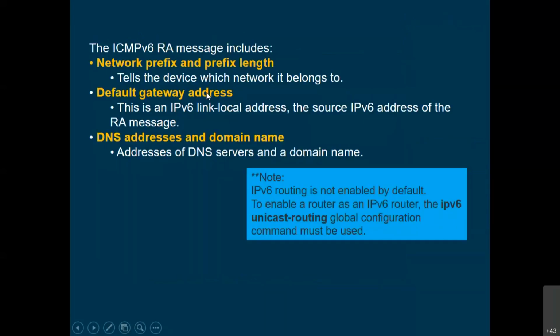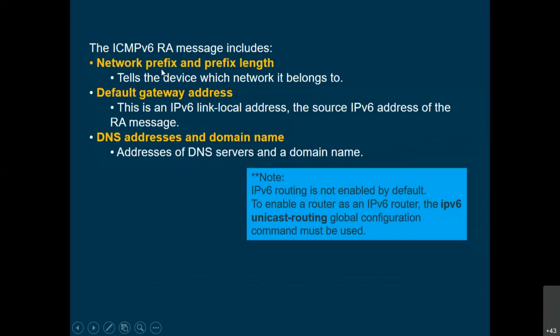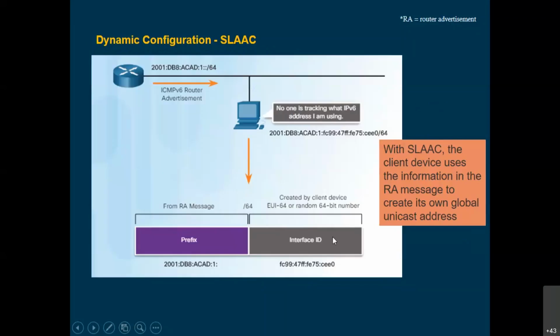So in the router advertisement message, what is in there? There is the network prefix and prefix length. Okay, so if you see here, this is the network. So the IPv6 address is automatically created. You don't need to create one. The interface ID part is automatically created. The prefix part, the network portion, is given, which is assigned here, the network prefix and the prefix length. This is given. Only the interface ID part is created by the host device.